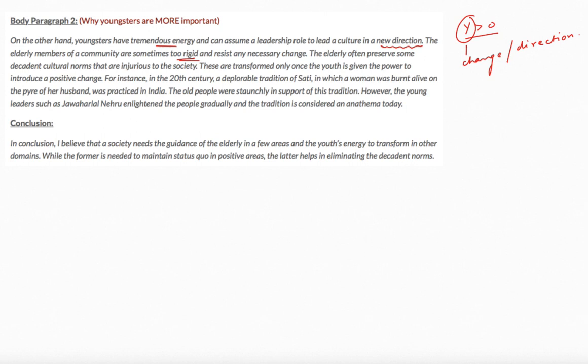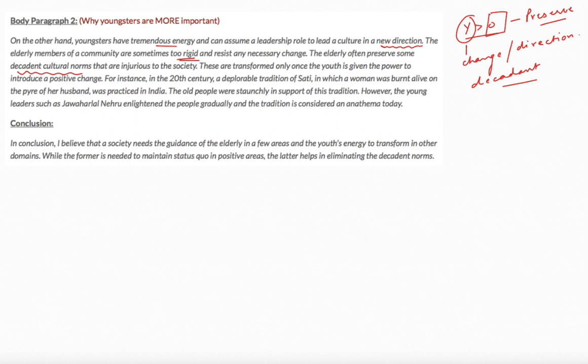Now, as discussed in the previous body paragraph, elderly preserve culture. They preserve it as it is. And sometimes that preservation is not healthy for society. So you must have seen that in some Eastern cultures, or sometimes even in Western cultures, there are decadent cultural norms. So what are these decadent cultural norms? These cultural norms are those that are injurious to society, but they're part of the culture.